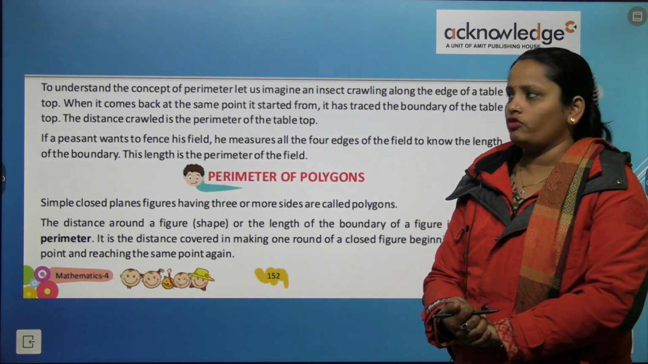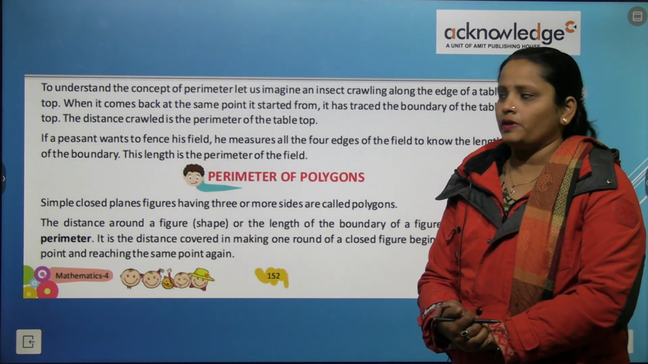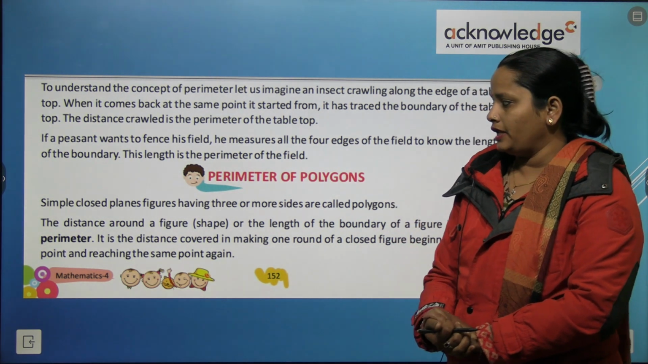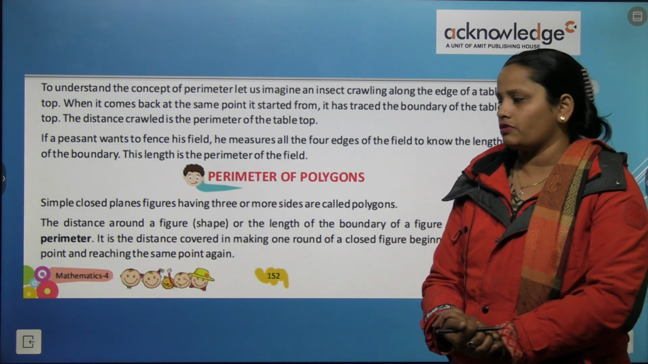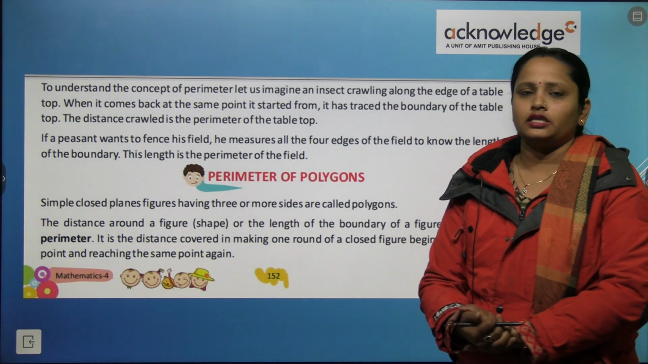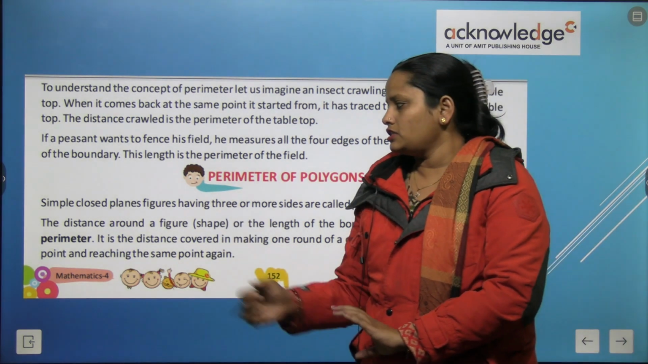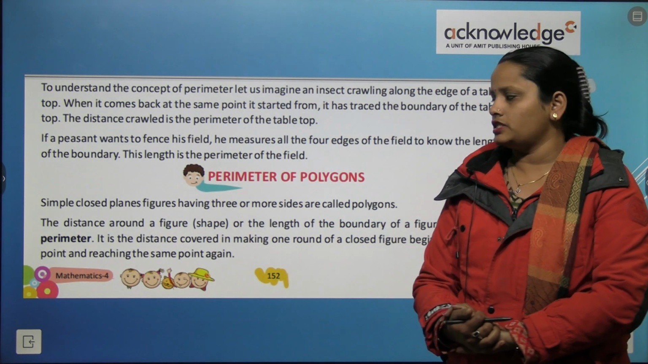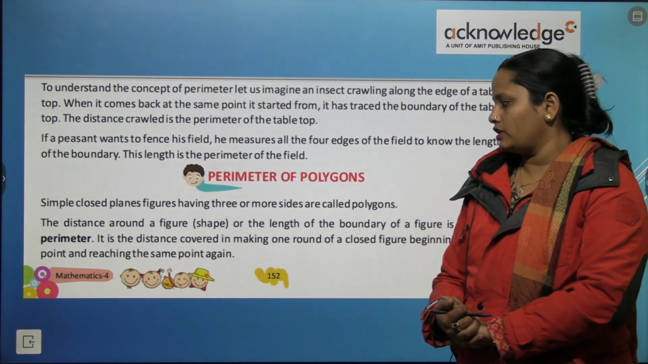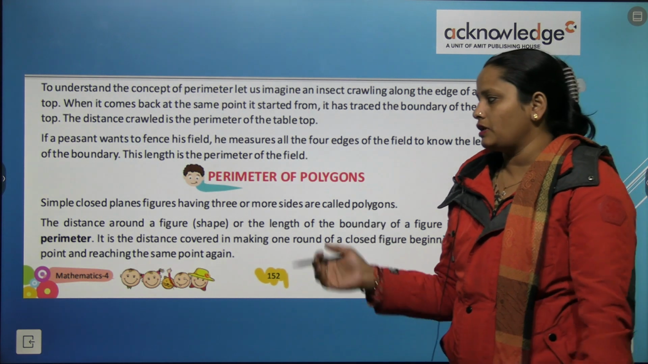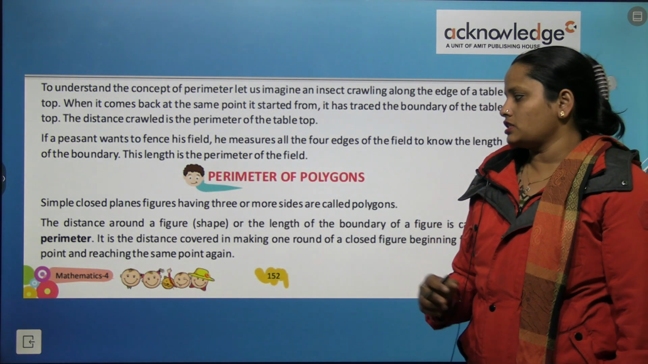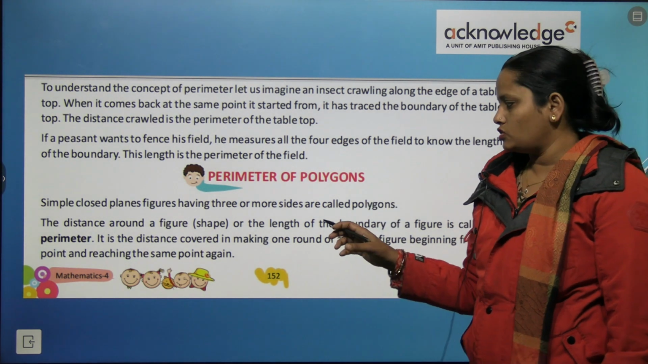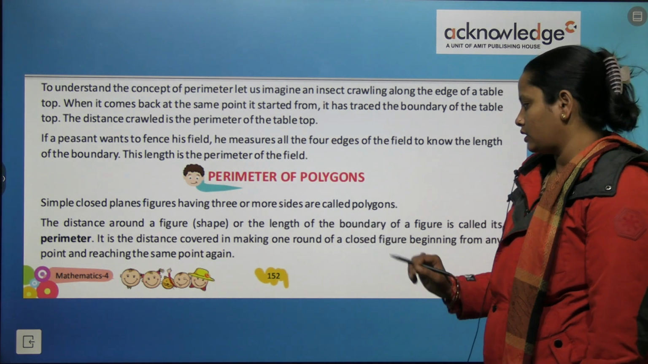What is perimeter of polygons? So simple closed plane face figures have 3 or more sides. So जो plane figures होते हैं वो 3 sides या फिर उससे ज़्यादा sides होते हैं उनके, and these are called polygons. The distance around a figure or the length of the boundary of a figure is called its perimeter. So जो डिस्टेंस होता है किसी फिगर का या जो लेंथ होता है इसकी बाउंड्री का, इसे ही पेरीमीटर कहते हैं. It is the distance covered in making one round of the closed figure. So ये वो डिस्टेंस है जो एक पूरा राउंड कंप्लीट करने में लगता है.